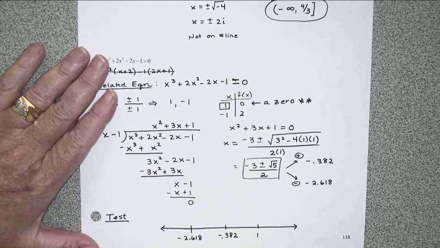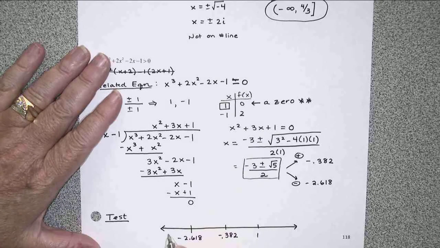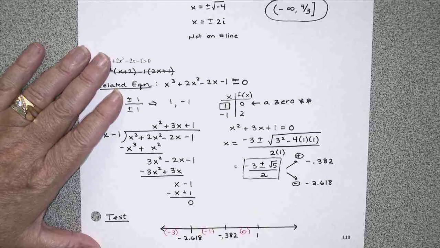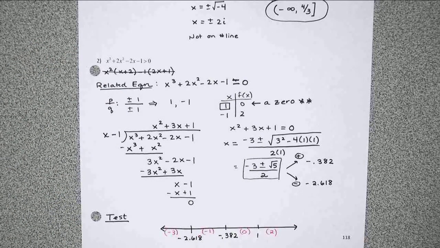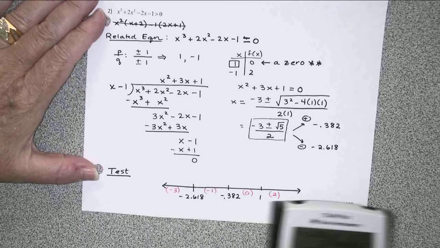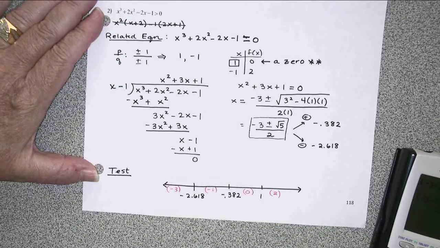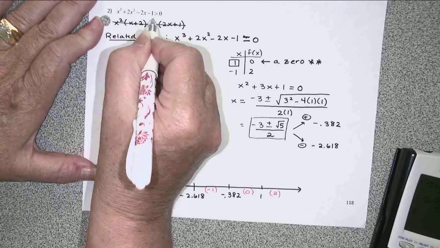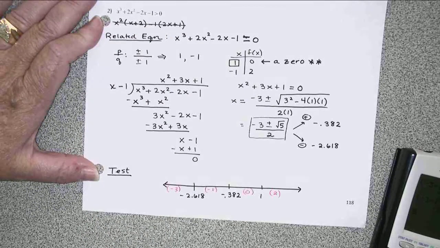And I'm just going to pick out some test points here. Let's do -3. In between there, maybe -1. And in between here, maybe 0. And then I'll do a 2 out here at the end. All right, just a quick reminder, we are looking for values greater than 0.